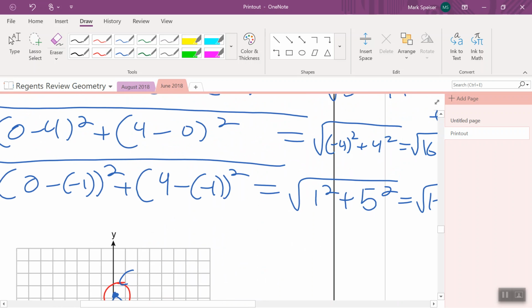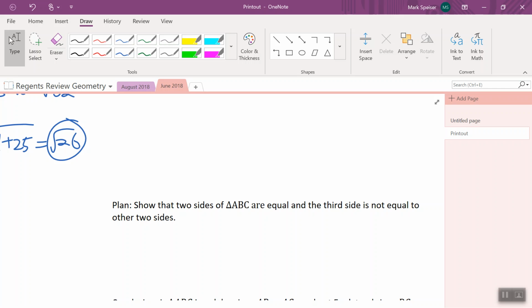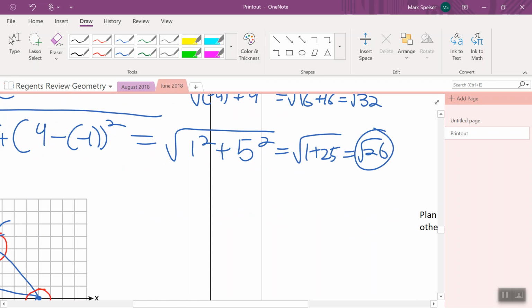Our plan is to show that two sides of triangle ABC are equal, and the third side is not equal to the other two sides. So we're going to use the distance formula 3 times to find the distance of each of the 3 sides.